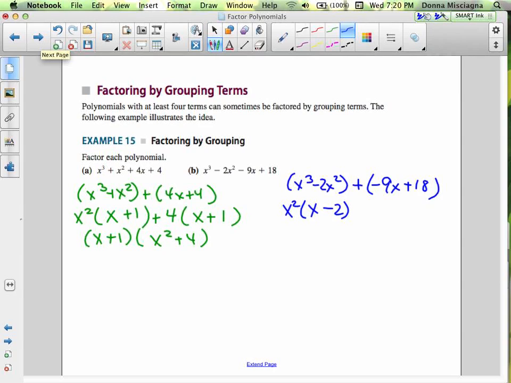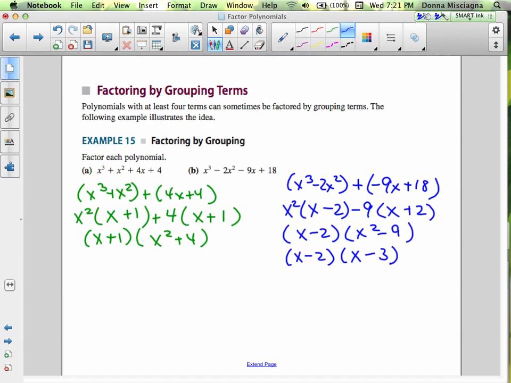Negative 9x and 18 are divisible by negative 9, because we want a common binomial, and to get a common binomial we have to have the same sign. Negative 9x divided by negative 9 is going to be an x, and 18 divided by negative 9 is a negative 2. And we can factor out the x minus 2, and we're left with the repeating x squared minus 9. Now that can be factored because it's a difference of squares. So we're going to have square root minus square root and square root plus square root. And there we go. That's all done.